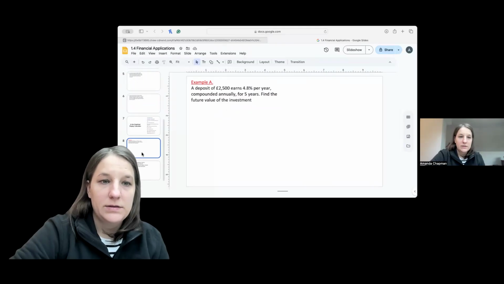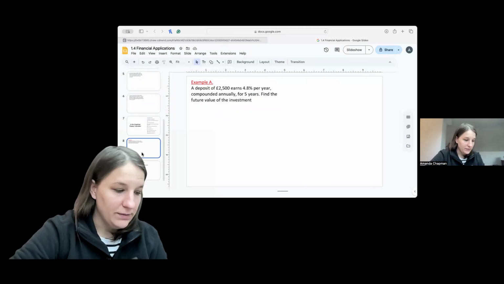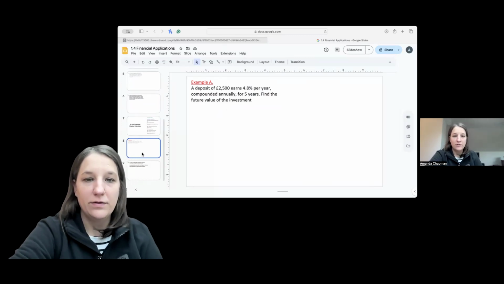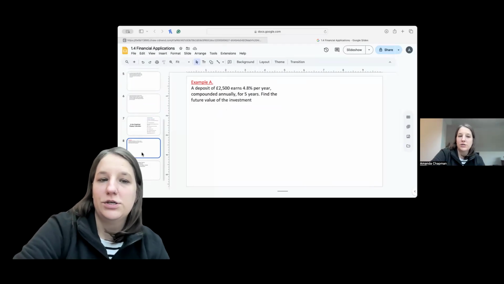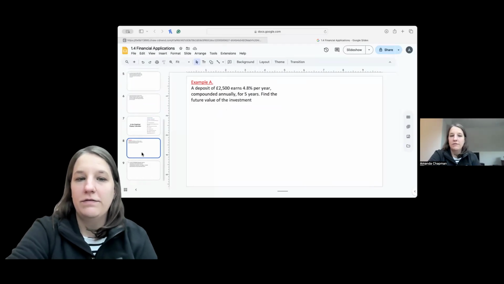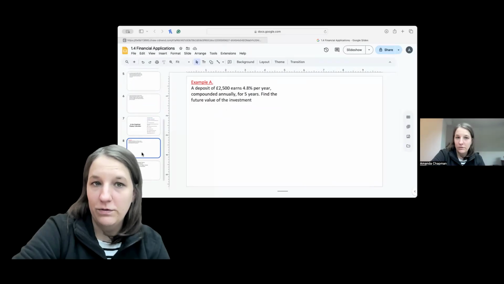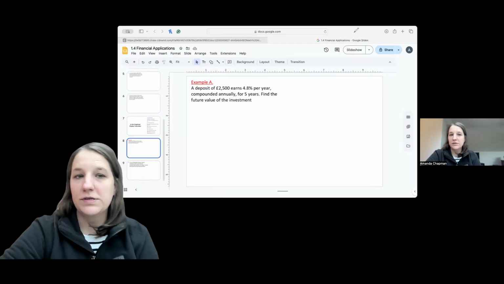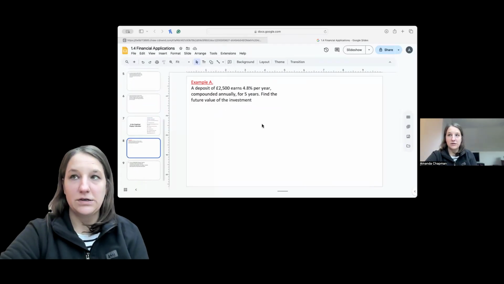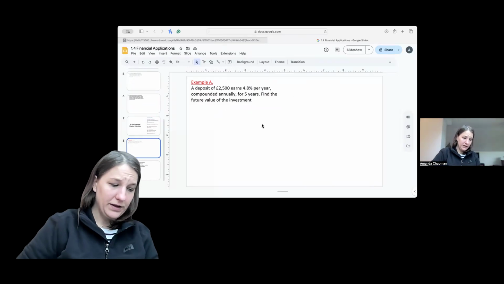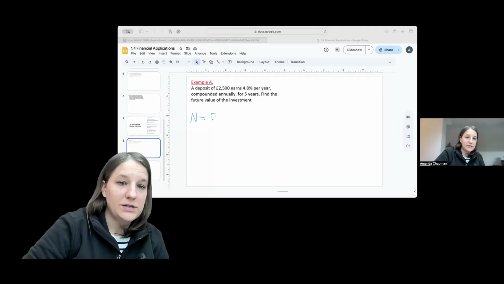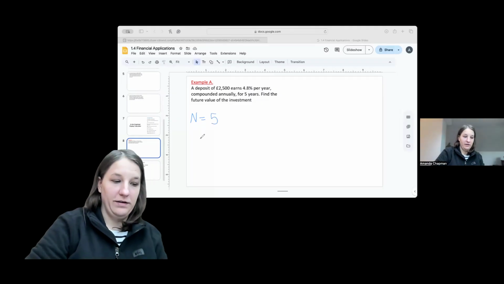Okay. So I have another example here, and this is a deposit of 12,500 pounds that earns 4.8 percent per year for 5 years. We want to find the future value of this investment. So I'm going to go a little bit faster, but just show you how this could actually go really fast in your calculator. Okay, so for this one, it's compounded once per year for 5 years. So n in our calculator is five.